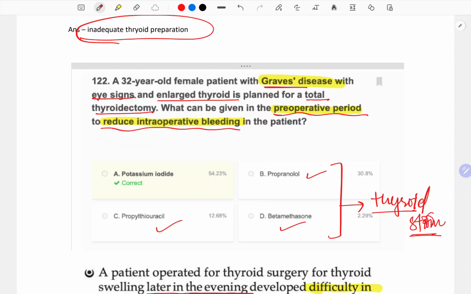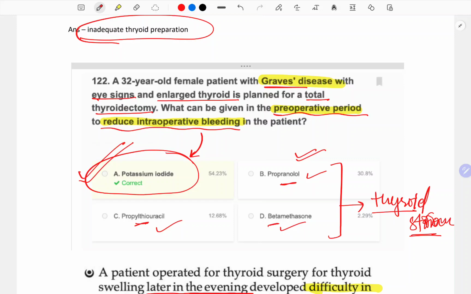They mostly are used to reduce the peripheral conversion or the release of the thyroid hormone from the gland. But potassium iodide is used to reduce the vascularity. So this is given pre-operatively so that we can achieve clean planes during the surgery. So the answer was this, and it was an easy question if you had ruled out the other options, since these are for thyroid storm.